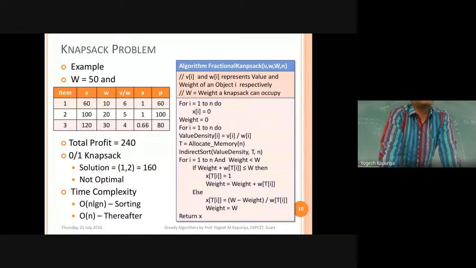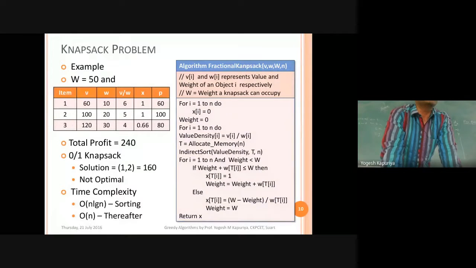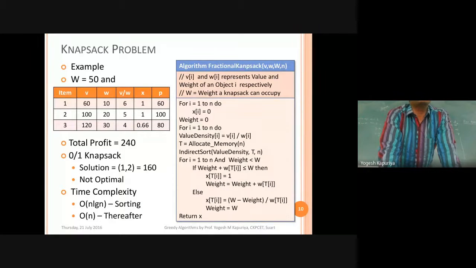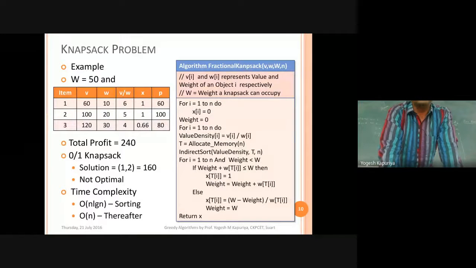Remember, this can only work if your problem is the fractional knapsack version. If the problem is 0-1 knapsack, that means either you can pick an entire item or you have to skip that entire item, whereas in the case of fractional knapsack, you can pick an item in fraction as well.